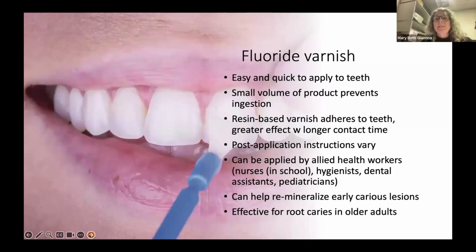So it's so easy to apply to the teeth. As you can see here in this slide, it literally gets brushed on with a little paintbrush. Again, it's a very small volume that you use, a small volume that actually comes in the packet. So you're not going to have a child ingesting a large amount of fluoride. It's just impossible. There's just not the volume so that they could do that. It is, as I mentioned, a resin-based varnish. It physically sticks to the teeth, so it has longer contact time with the enamel.